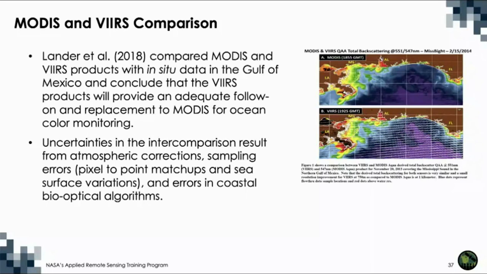Uncertainties found in their study were primarily associated with atmospheric corrections, sampling errors such as pixel-to-point matchups and sea surface variation, and errors in coastal bio-optical algorithms.